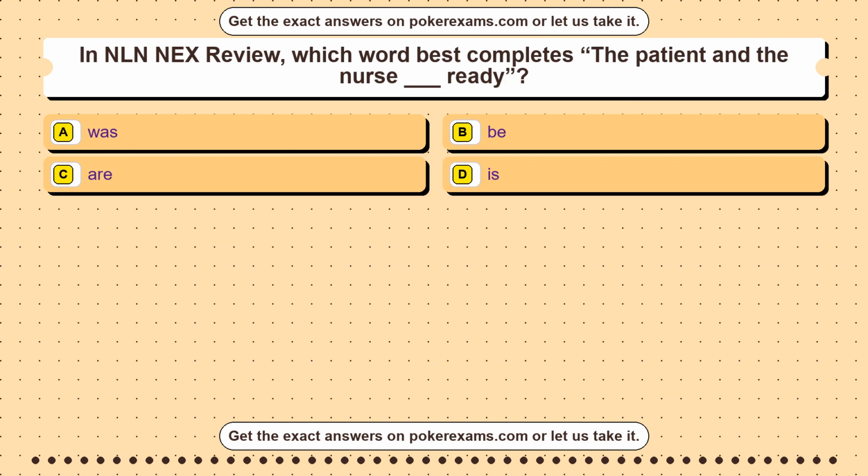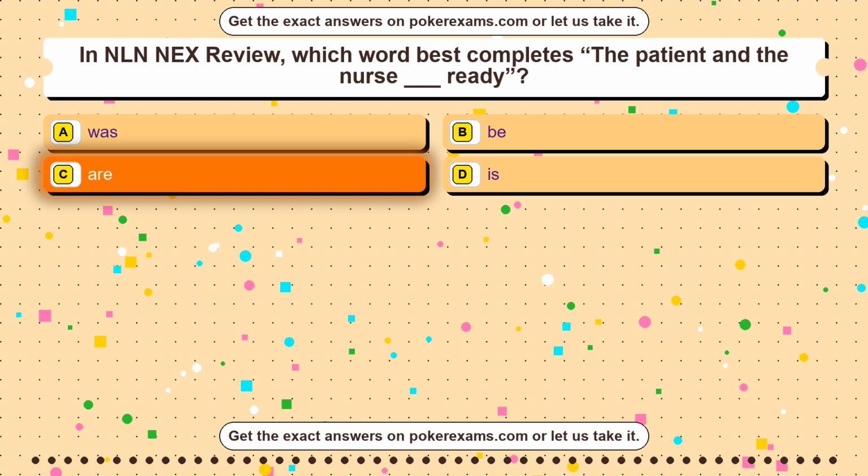Question 23. In the GED reading practice test, how should 0.25 be written as a fraction? Option A: 2/5. Option B: 25/10. Option C: 1/4. Option D: 1/2. The correct answer is option C.